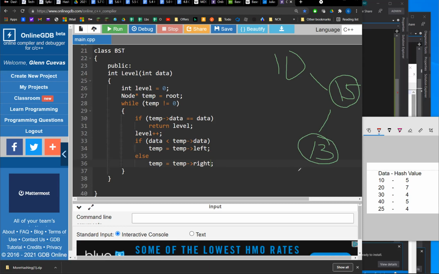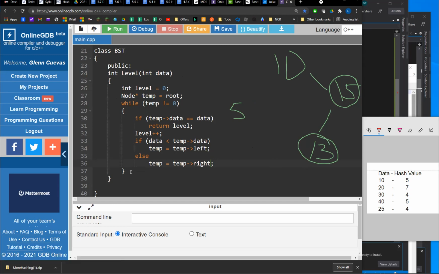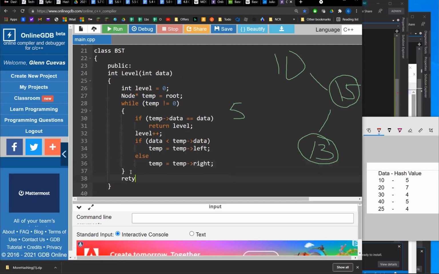And so now we just need to account for our negative case. Let's say we're looking for 5, and 5 isn't actually in the tree. All right, so temp's not null. 5 and 10 are not equal. 5 is less than, temp equals temp left. Temp is now null, and we break out of the loop.